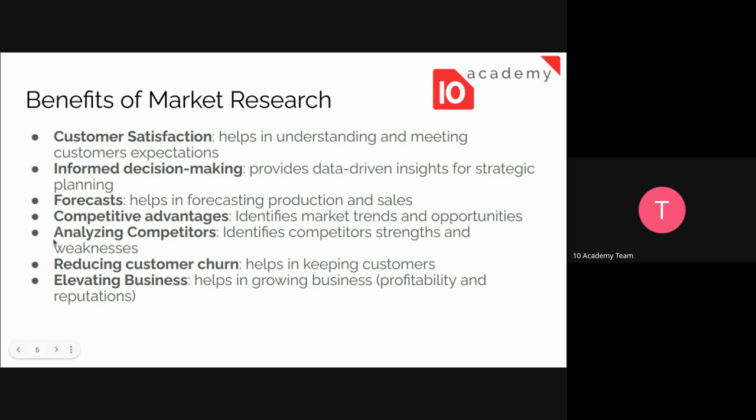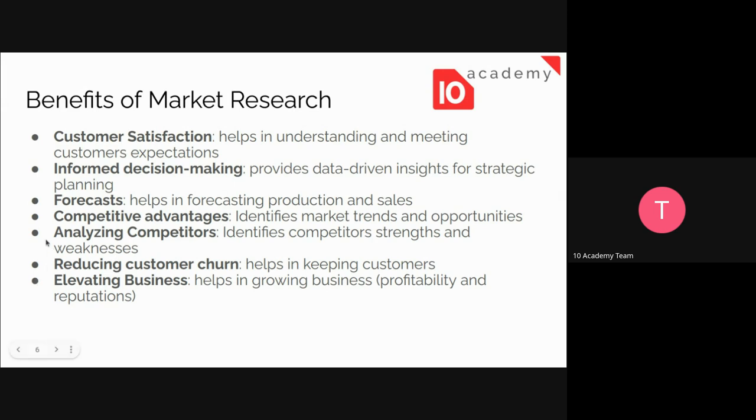The second benefit of market research is it will help us to identify trends and opportunities. Obviously, after doing analysis, we can see how the market will behave and if there are some opportunities, we can embrace those opportunities.